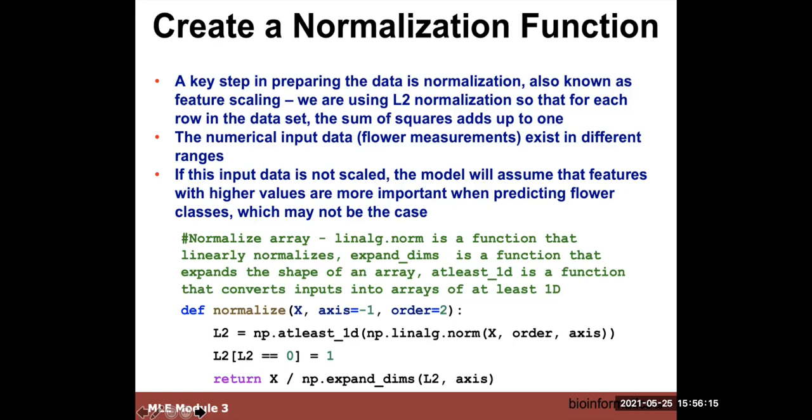L2 normalization is the same thing as calculating the distance between multiple points, x squared plus y squared plus z squared, and take the square root sort of thing. And the point is that the scaling helps to bring down values that were maybe a little too high or a little too low. It makes the distribution, I guess we'll say, a little more normal. And so you can see L2 is the L2 norm, and we're calling this function normalize.